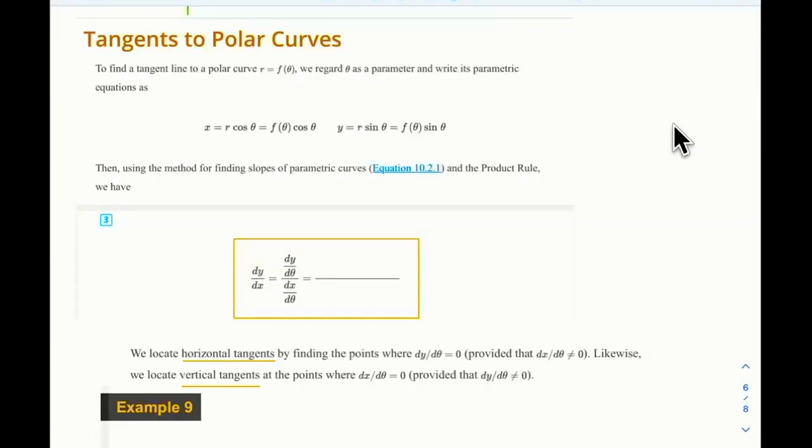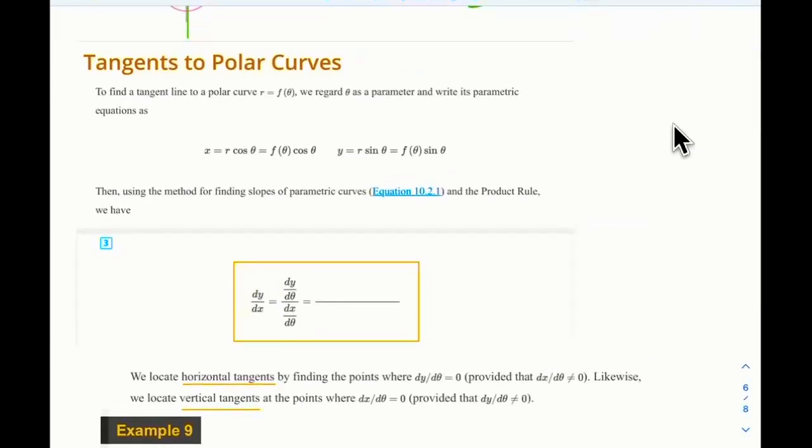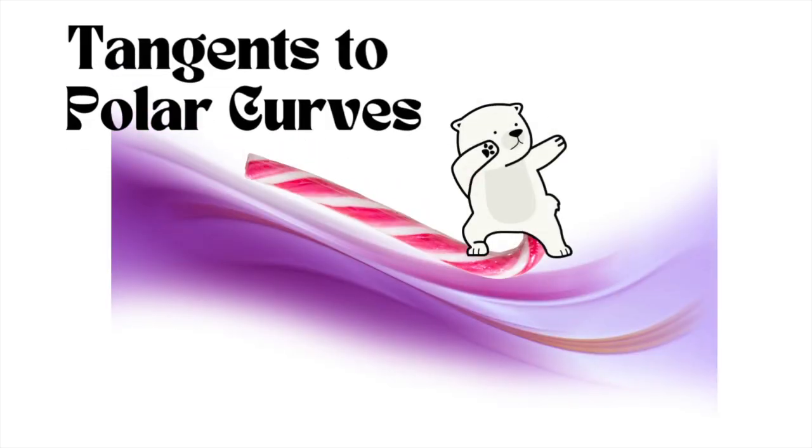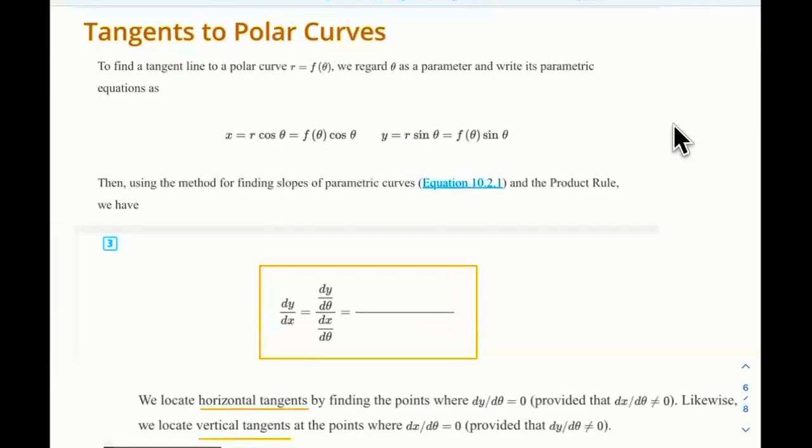All right, welcome back, everyone. Now we're going to talk about tangents to polar curves. First of all, do you remember that when we find a tangent line, we need to find the slope? What does the slope of the tangent line correspond to? Yes, it's the derivative. The slope of the tangent should be dy/dx.